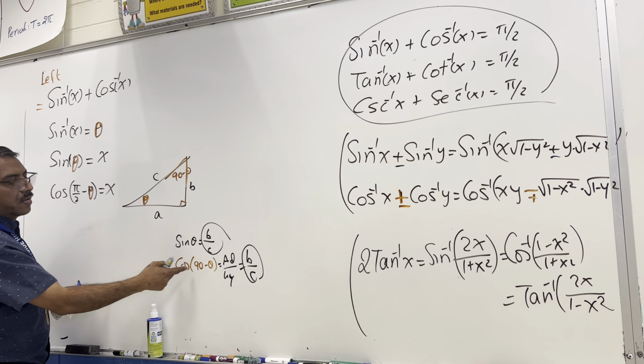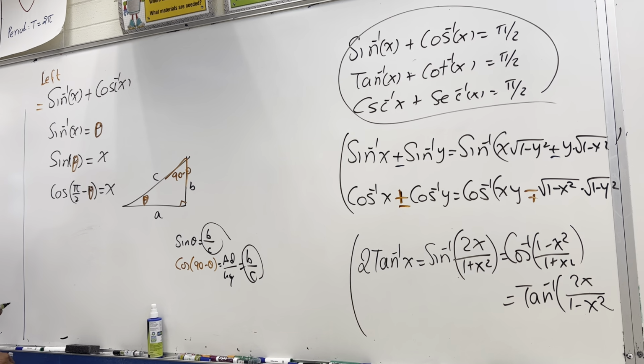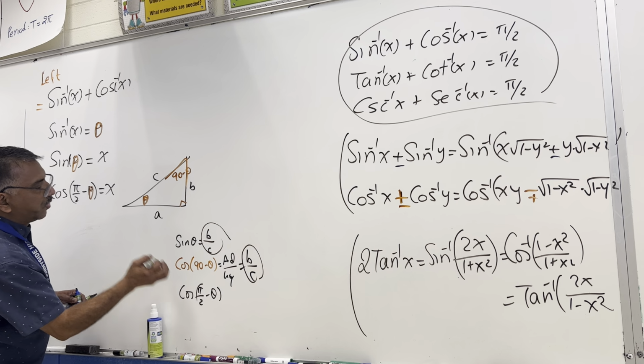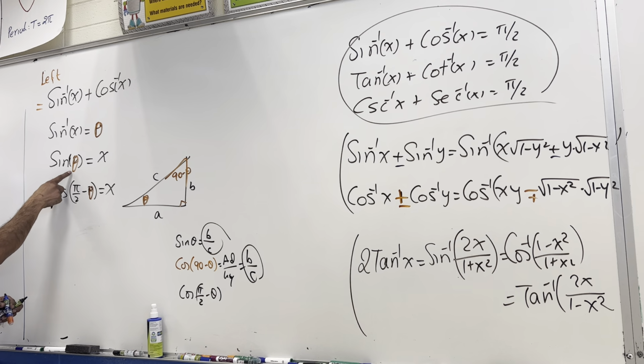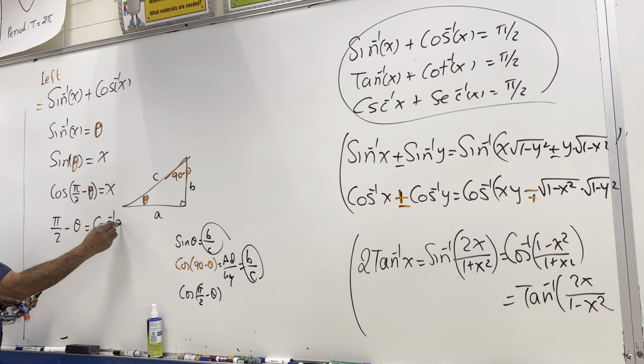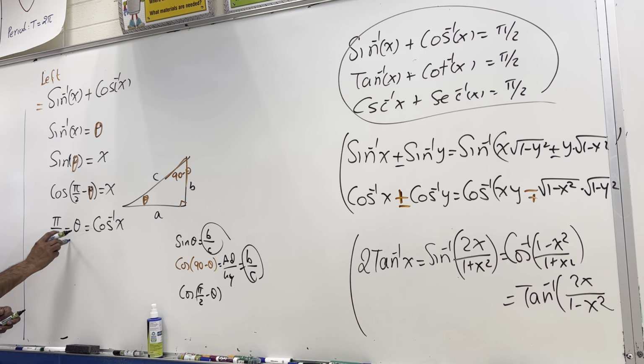So sine theta is cosine of 90 minus theta, and 90 is pi by 2. So if you check here, I just replace sine theta with cosine of pi by 2 minus theta, and then use the definition of cosine inverse: pi by 2 minus theta is cosine inverse of x. Then add theta to both sides.